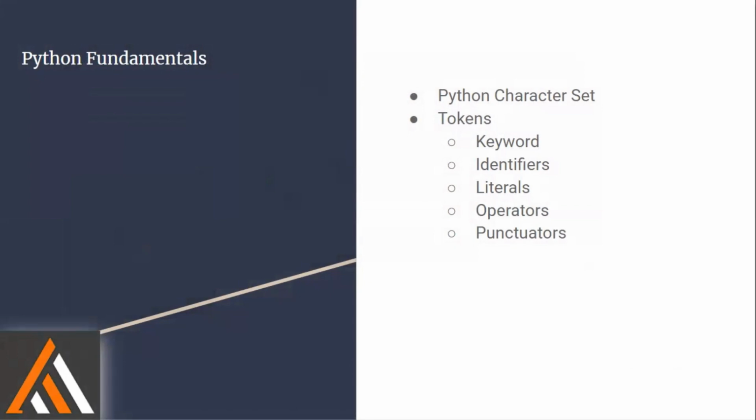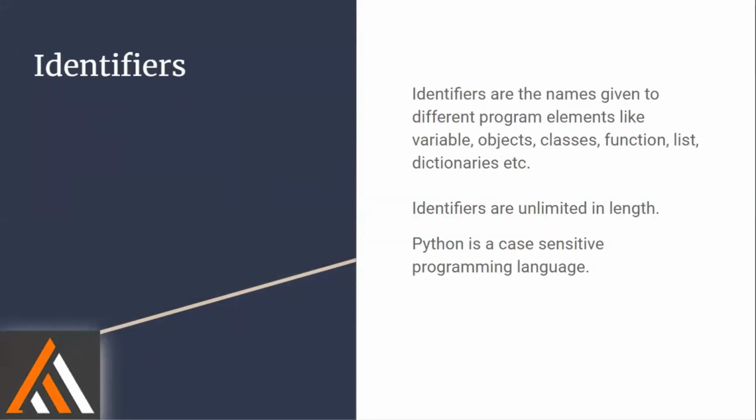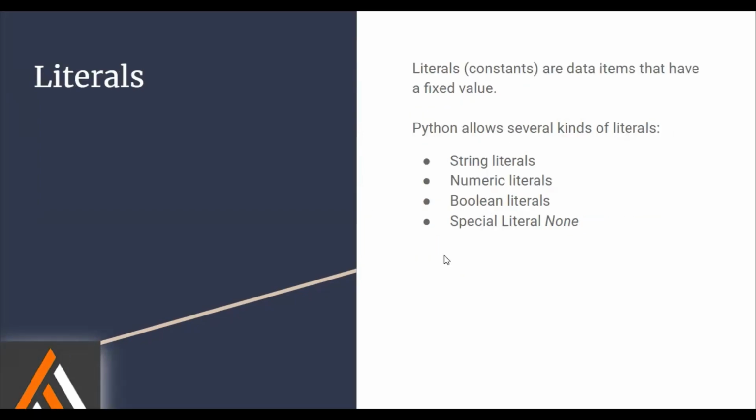So we have learned so far what the Python character set is and what a token is. In tokens, we have covered three topics, that is keywords, identifiers, and literals. The last two topics, that are operators and punctuators, we will bring you in the next tutorial.